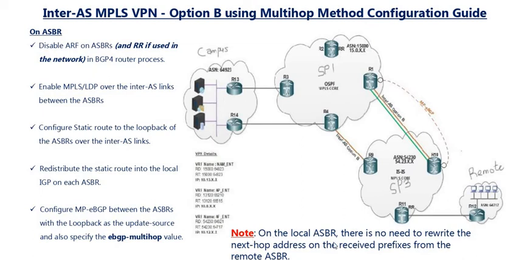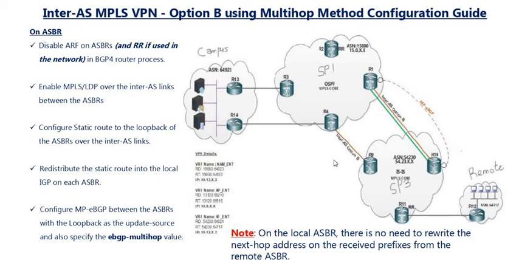Note, on the local ASBR, there is no need to rewrite the next hop address on the received prefixes from the remote ASBR. What this is saying is that you do not need to specify neighbor, the IP address of the neighbor, and next-hop-self. You don't need to do that, because already you have established the reachability of the next hop by the redistribution that you will do of the static route into the local IGP, as specified here in this point.